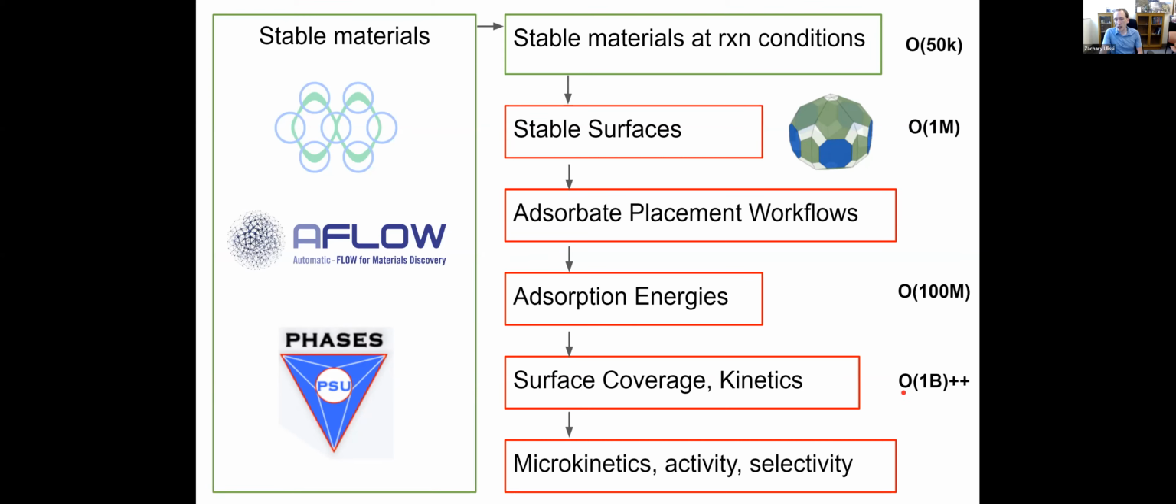And so right from the beginning, looking at a workflow like this, we sort of know that either we have to be very careful about the materials that we consider, or we need something like machine learning to make this process faster and allow us to learn from things that we've done in the past.